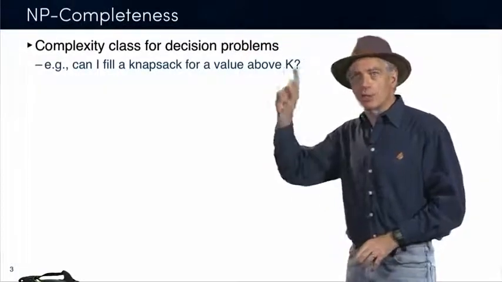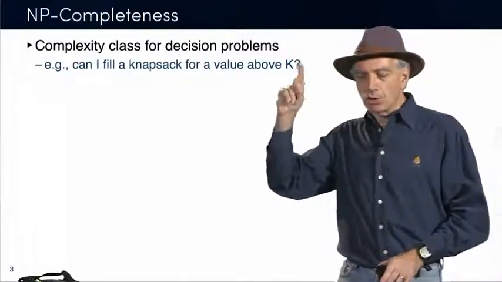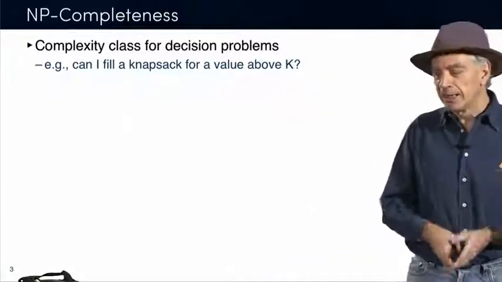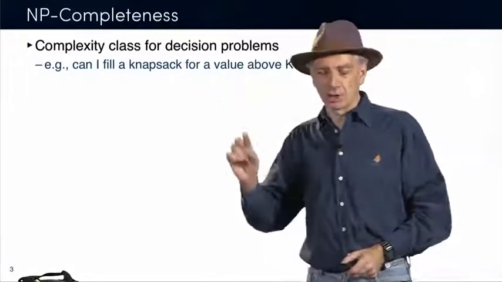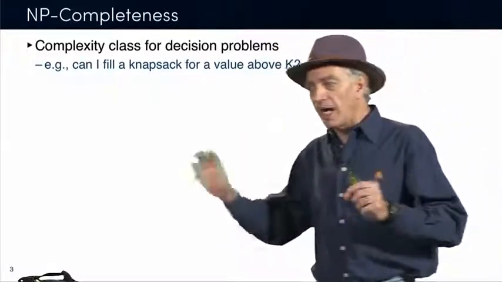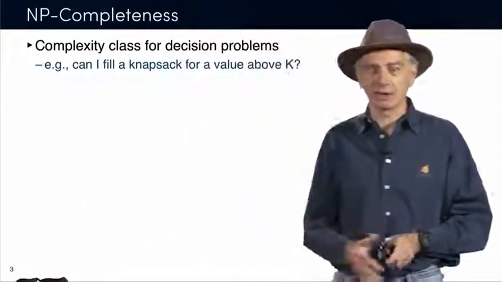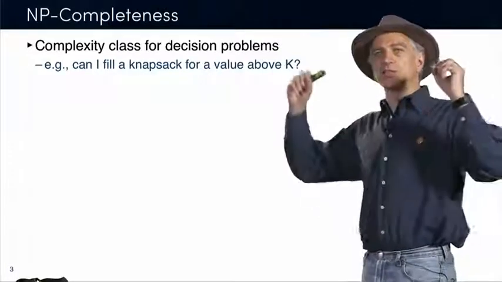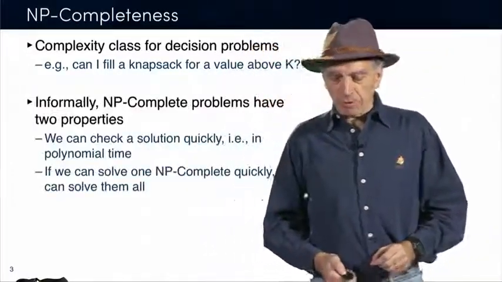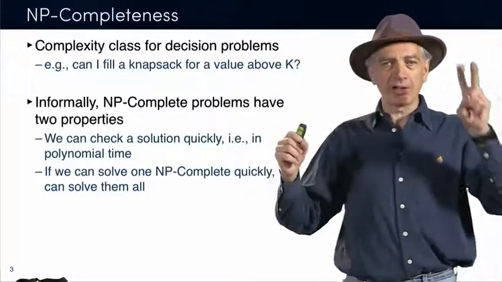So I told you that they belong to a complexity class which is called NP-hard. And that complexity class is basically dealing with decision problems. So the question that this class is looking at are problems like, can I fill this knapsack that I have here, okay, for a value which is above k, okay? And so informally, these NP-complete problems will have two properties, okay?